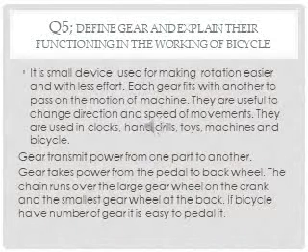Question number 5, define gear and explain its function in a working bicycle. Gear is a small device used for making rotation easier with less effort. Inside a machine, wheels often have notches or forks cut around the edge. Wheels like these are called gears. Each gear fits with one another to pass on the motion of the machine. They are useful for changing direction. They are used in different toys, hand drills, machines and bicycles. Gears transmit power from one part to another. Gears take power from the pedal to the back wheel. The chain runs over the large gear wheel on the crank and the smallest gear wheel at the back. If a bicycle has a number of gears, it is easy to pedal it.